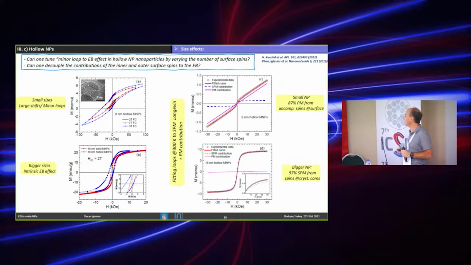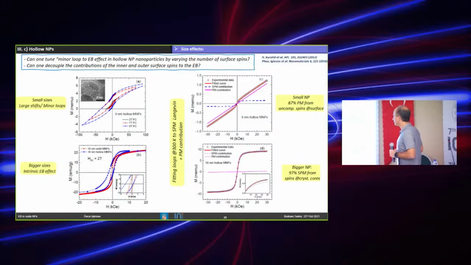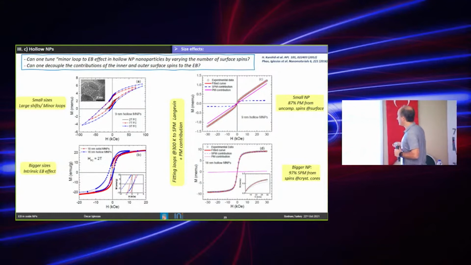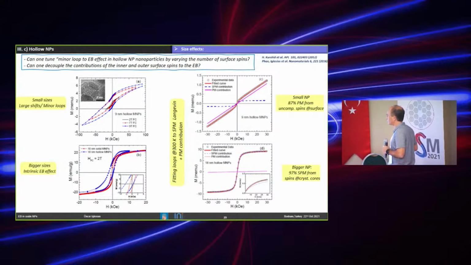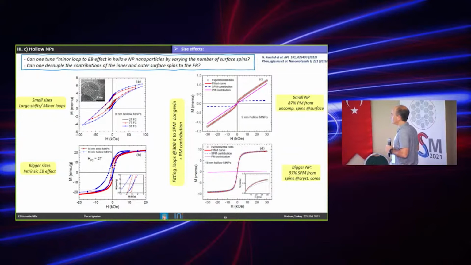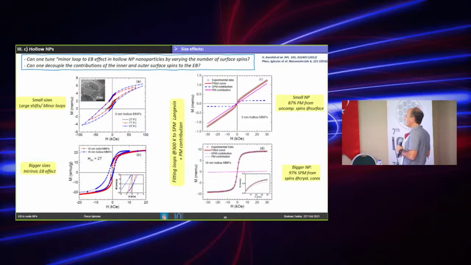And it turns out that, doing the appropriate measurements and analyzing them correctly, if you want to answer the first question, we can compare the properties of small hollows and bigger hollows, and you see that for smaller hollows, you see exchange bias, but these are clear minor loop effects. When the particles become bigger, you see that the exchange bias becomes an intrinsic effect, a genuine effect.